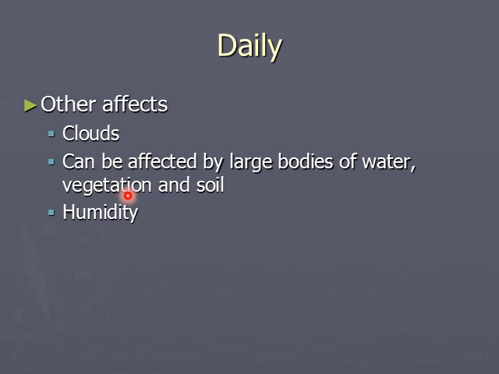The more vegetation you have, the smaller the temperature change. And then humidity, the amount of humidity can also affect how high the temperature gets.